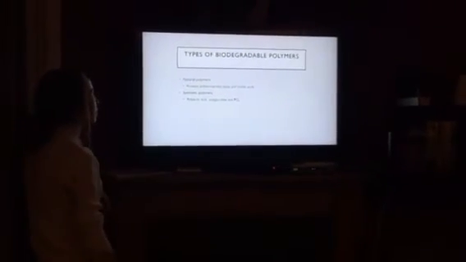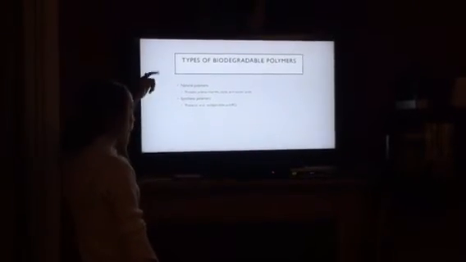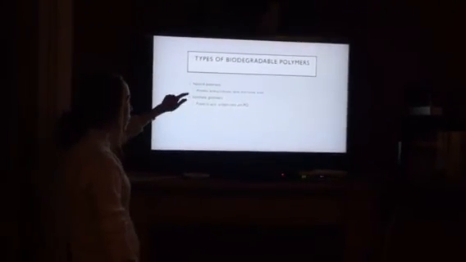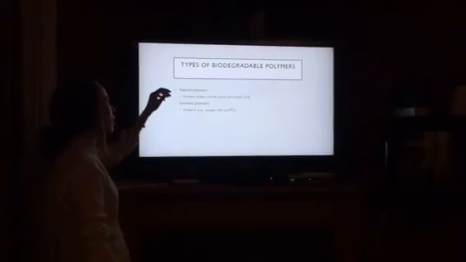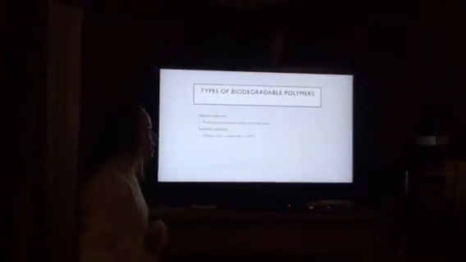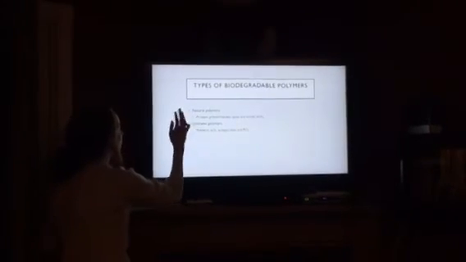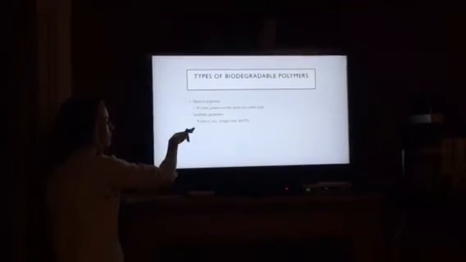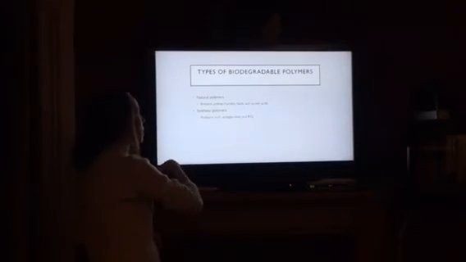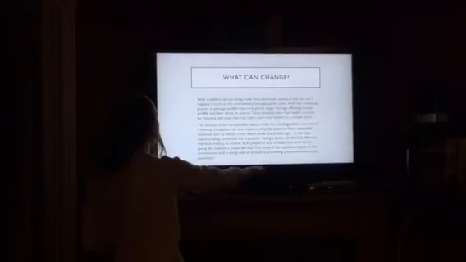As for the types of biodegradable polymers, we have natural and synthetic. Natural ones are proteins, polysaccharides, and lipids, all inside the body. Natural would lead to inside-the-body kind of ingredients, I guess. Synthetic polymers would be polylactic acid and PCL, which we'll talk about a little bit later.